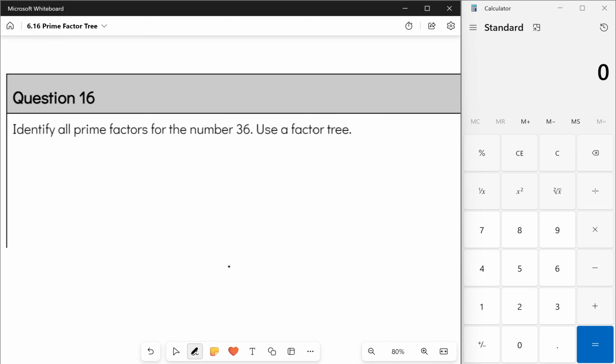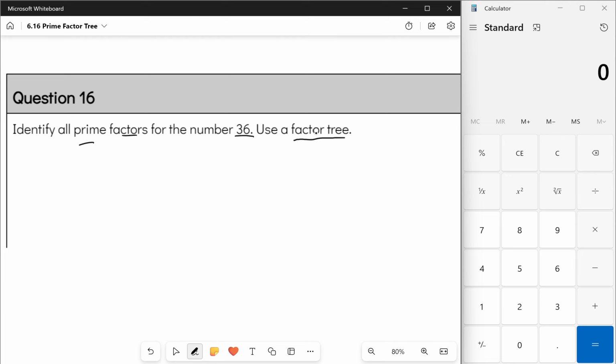Okay, today we're looking at question 6.16. It asks us to identify all the prime factors for the number 36. So that's our number we're working with, 36, and it wants us to use a factor tree. If you don't remember how to do a factor tree, that's the method we are going to use today to identify all of our prime factors.